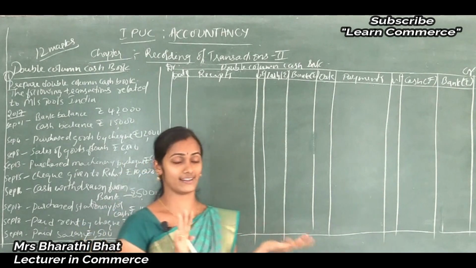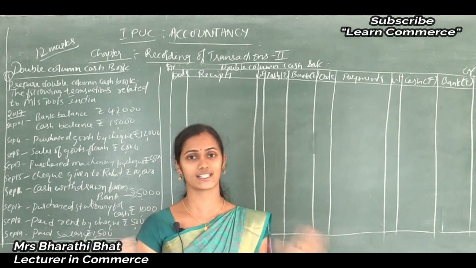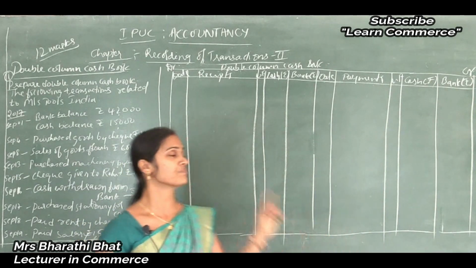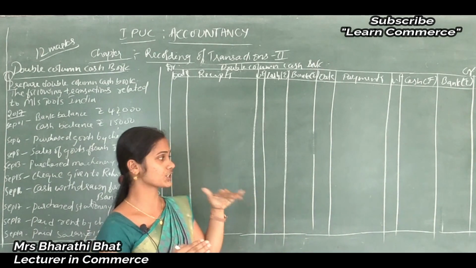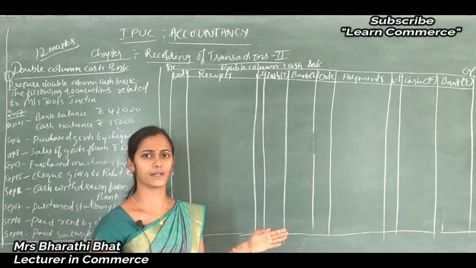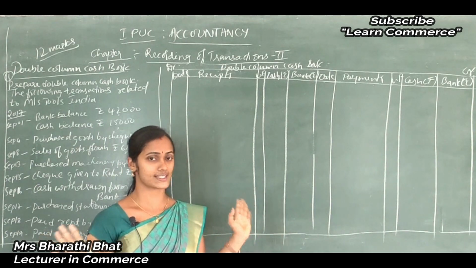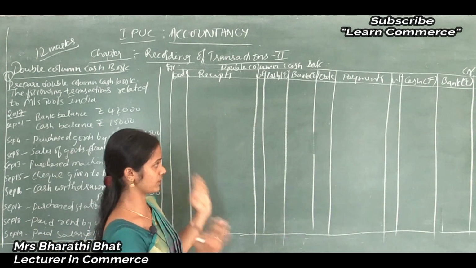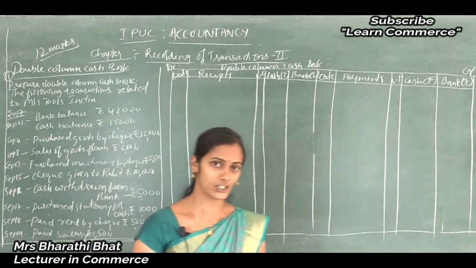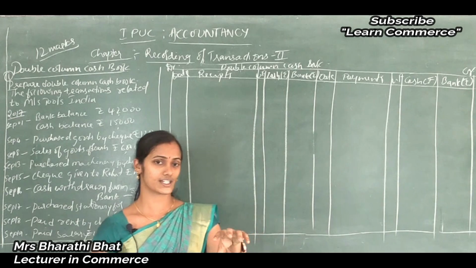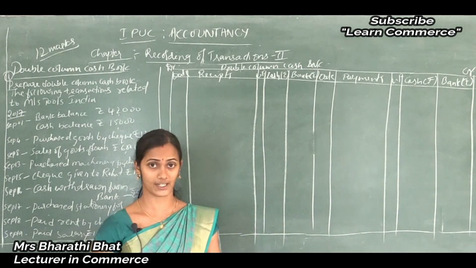I told you that we can score 6 out of 6, just by categorizing receipts and payments, and totaling and balancing. The same procedure is applicable here also. The thing is, in the simple column cash book we consider only cash transactions, correct, right?